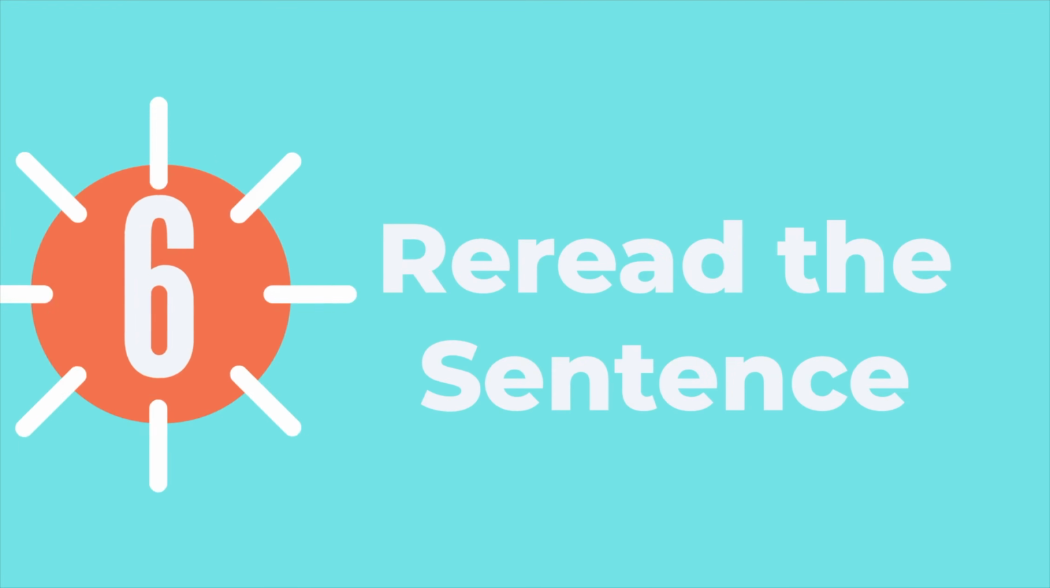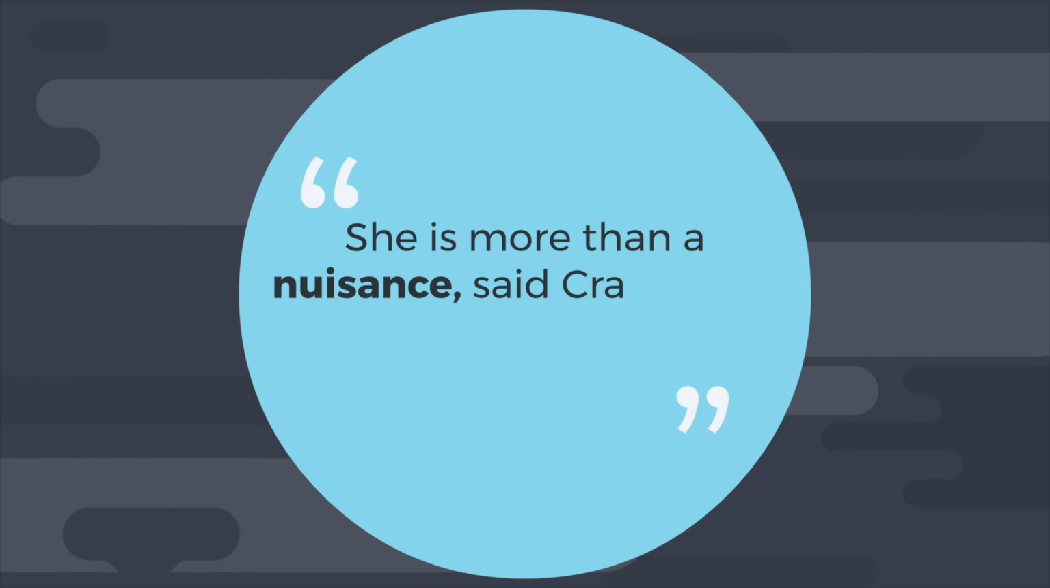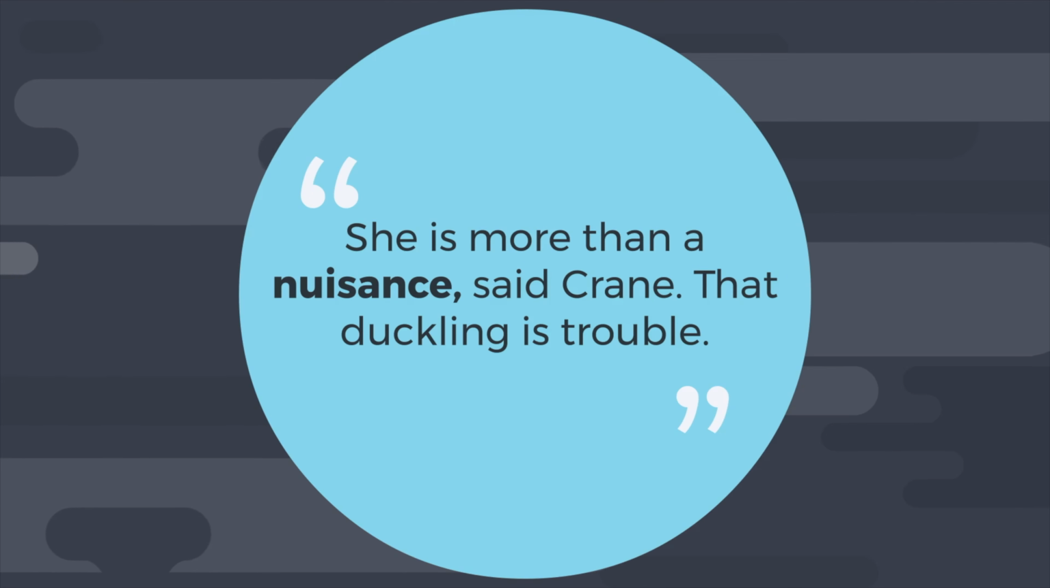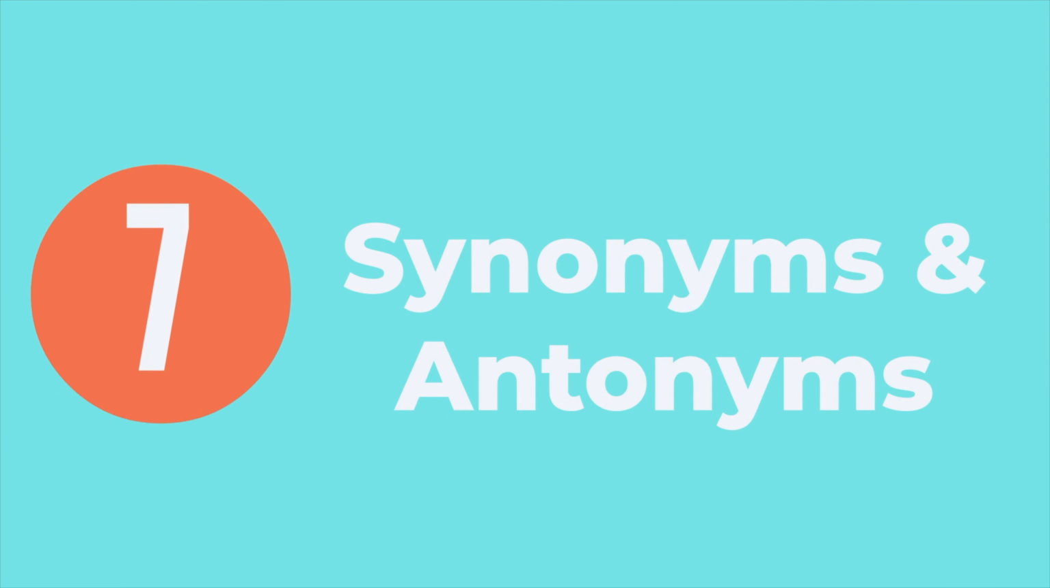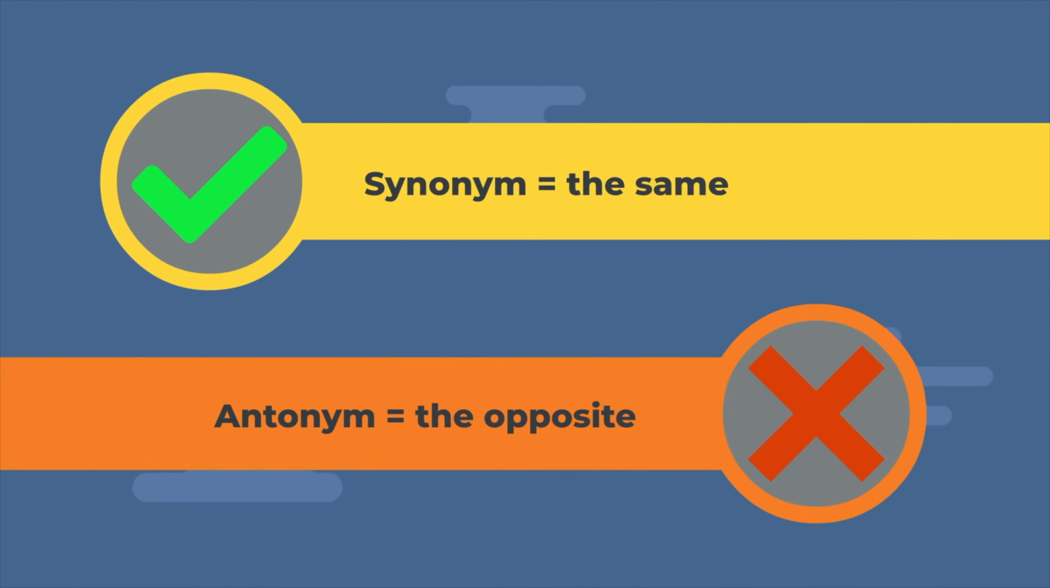Next, reread the sentence. "She's more than a nuisance," said Crane. "That duckling is trouble." Even if you don't know what the word nuisance means, you know it has something to do with causing trouble. Try rereading the sentence and look for a word that's a synonym or an antonym. A synonym is a word that means the same thing, and an antonym is a word that means the opposite.